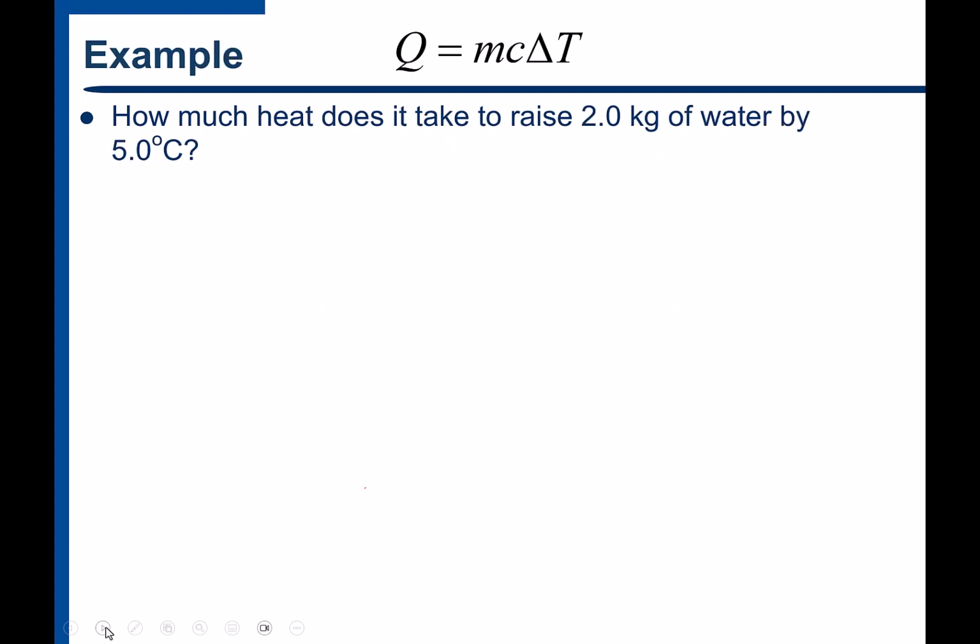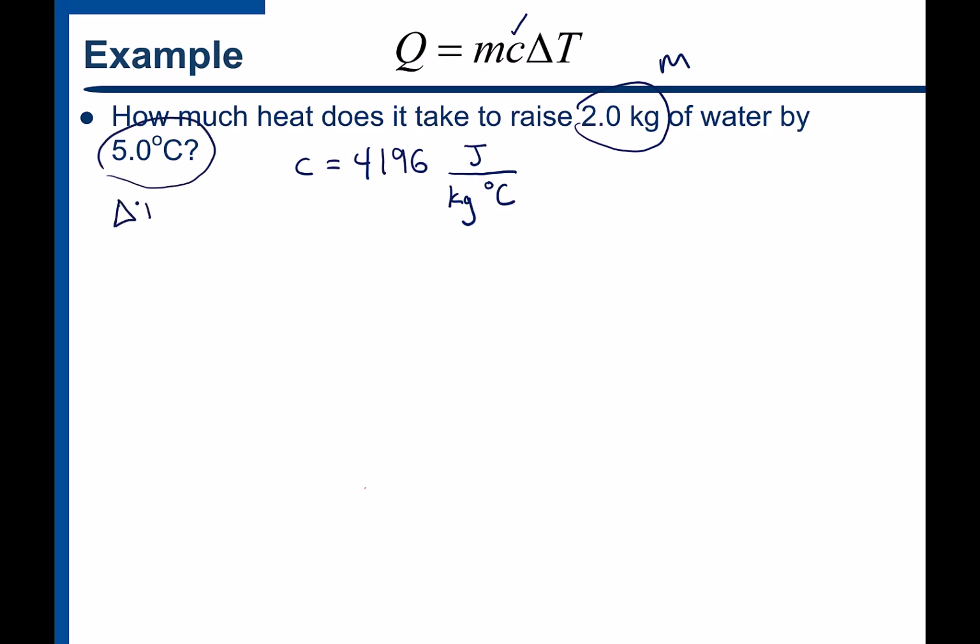So let's try an example with this formula. How much heat does it take to raise 2 kilograms of water by 5 degrees? In this case, we need one other piece of information, which we looked at a few moments ago, and that is that the specific heat capacity of water is 4,196 joules per kilogram per degree Celsius. So we know we need to know that. That's C. Notice that we've got the mass, m, and the temperature change, delta T, is 5 degrees.